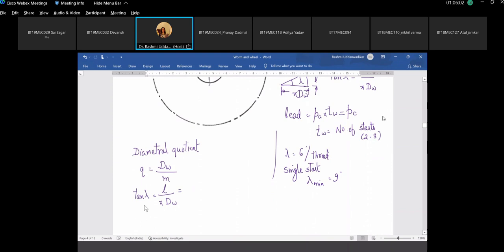Now I am rewriting this expression of tan lambda, where lambda is the lead angle. And this is the angle of a right angle triangle whose height is equal to lead and whose base is equal to the circumference of the screw. So lead I am writing as PA into TW upon pi into dw. From here I am writing dw as m times q, where q is the diametral quotient. Axial pitch is pi times module into TW upon pi times module into q. So this comes out to be the number of starts of the worm upon the diametral quotient. This is tan lambda. So these equations we'll be using later on. Save them for future use.